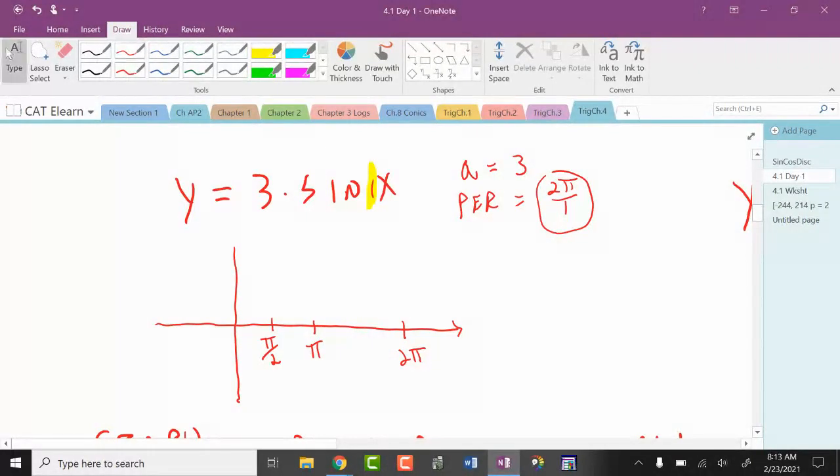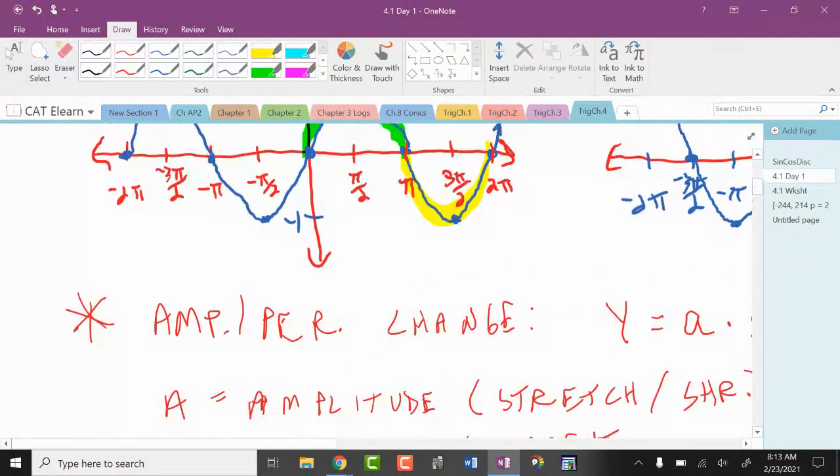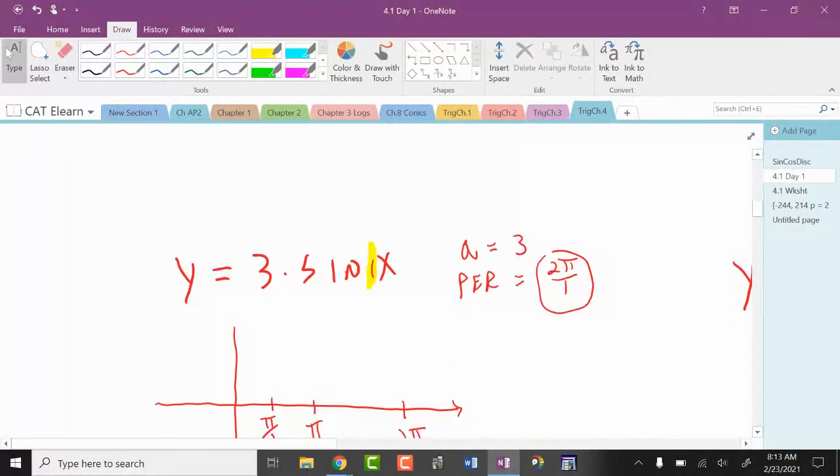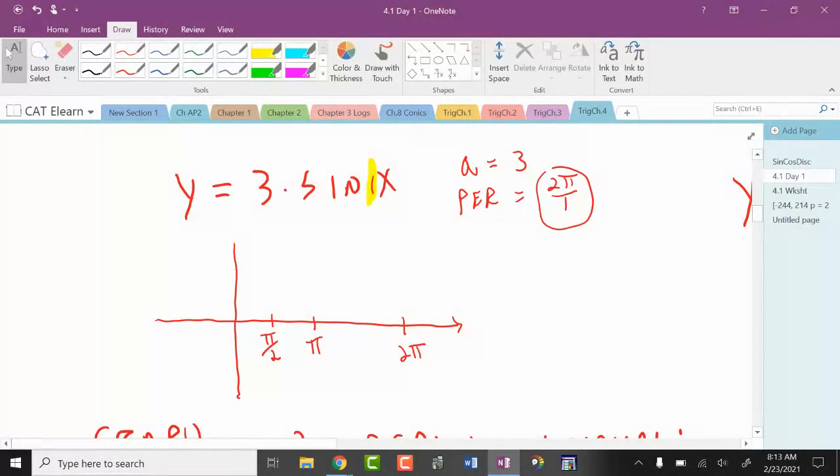Now notice this is the same period values for the parent functions, pi over 2, pi, 3 pi over 2, 2 pi. Okay, these are the key components, but listen to what I say. 1 pi over 2, 2 pi over 2, 4 pi over 2. Oh, so this must be 3 pi over 2. This is how I'm always going to break down these x-axis values when we're graphing with new periods.